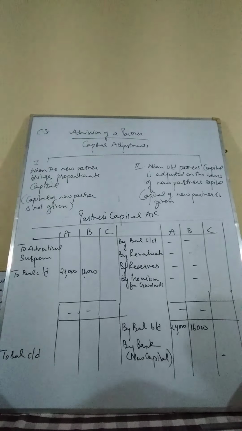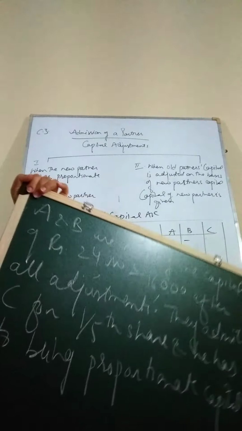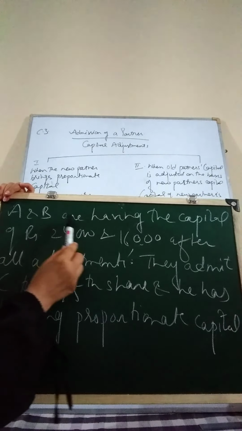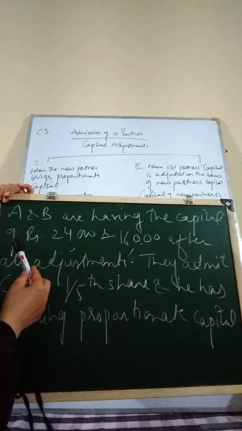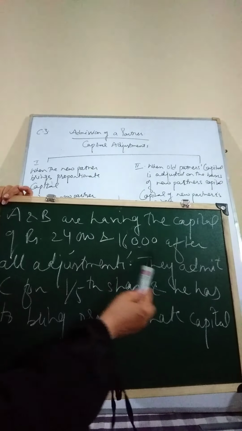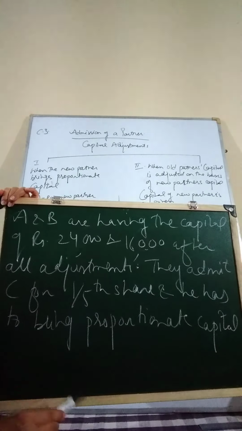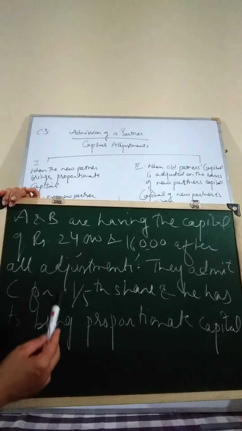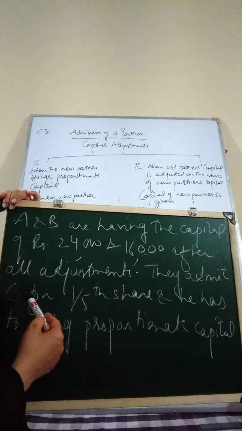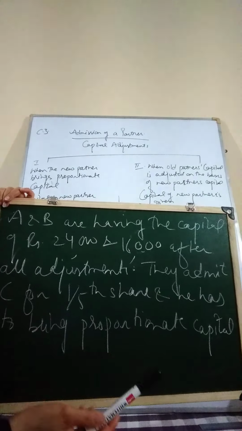So I take up an example just to make you understand how it happens. Have a look at the example very carefully. A and B are the partners having their capitals of rupees 24,000 and 16,000 respectively after all adjustments. After all the adjustments have been made in the capital account that you have already learned in the previous chapters, their capital balances are 24,000 and 16,000 respectively. In totality, 40,000 is their capital after all adjustments.